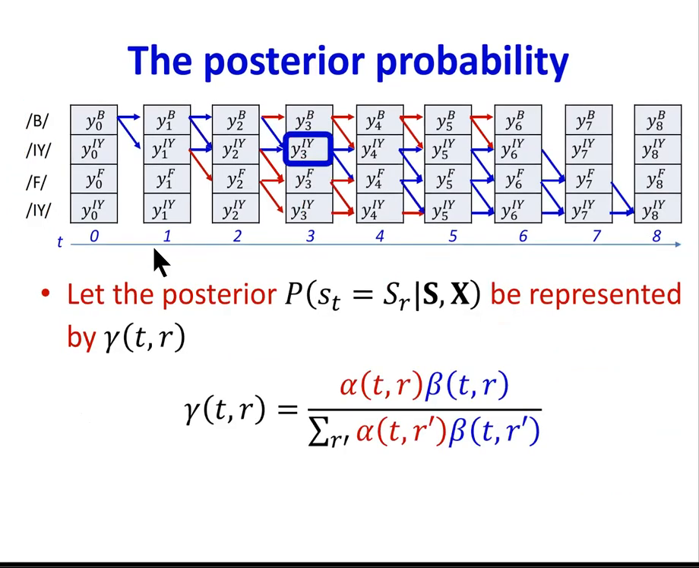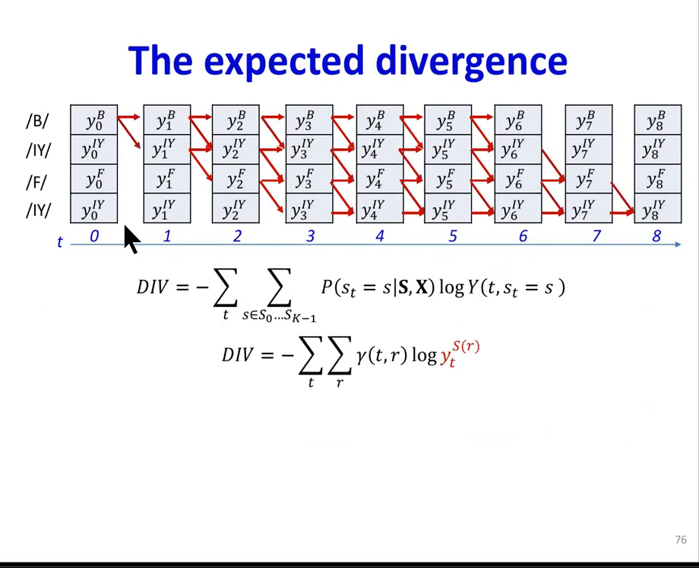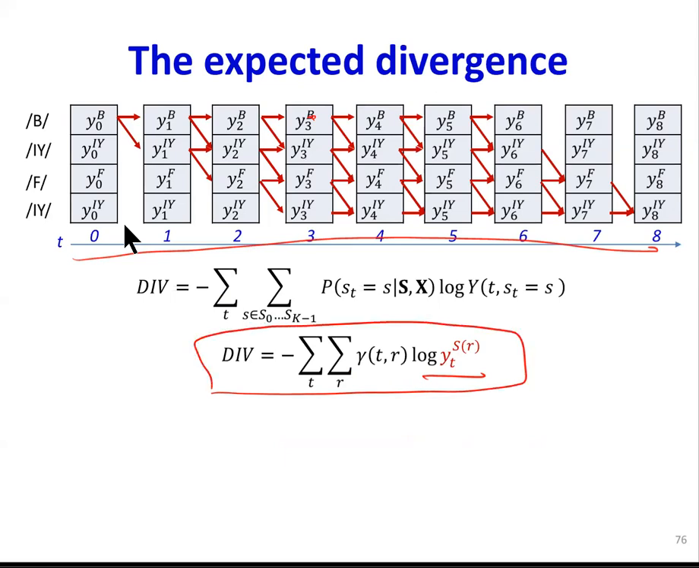And therefore, let me call this the posterior probability, gamma TR. That is the probability that a random alignment goes through the node. It's going to be the product of alpha TR and beta TR, normalized. And so the divergence that we saw is the negative of the sum over all time of the product of gamma TR at each time and the log of the probability at each time. So is this making sense, guys? Perfect. And so that's it.